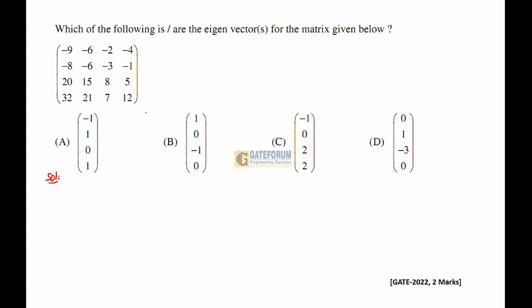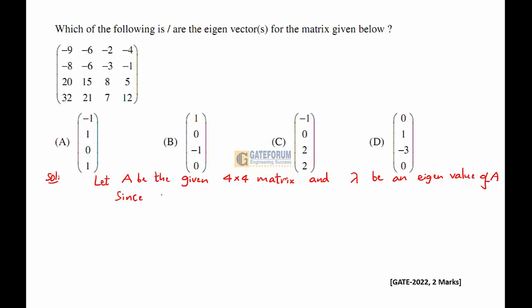here the eigenvalues lambda are not given. Let us denote the matrix as A. Let A be the given 4 cross 4 matrix and lambda be an eigenvalue of A. Since the lambda values are not given, therefore go by the options method, or you can find the characteristic equation and all lambda values like that.